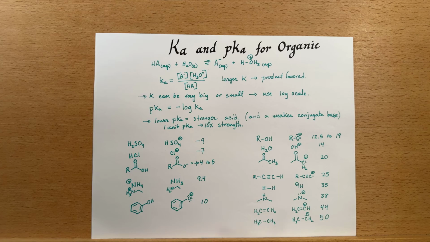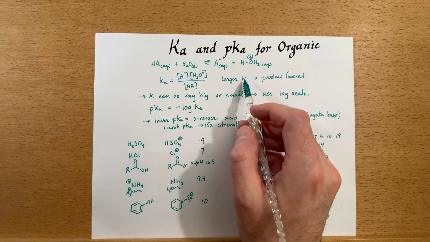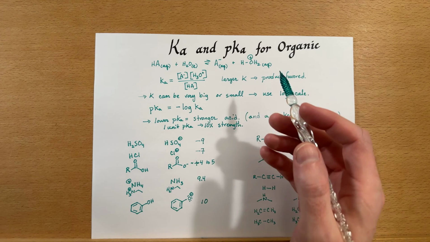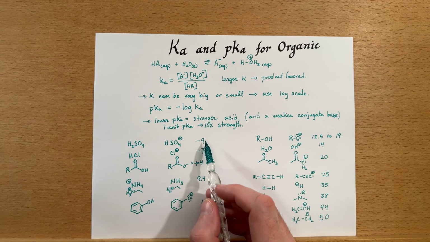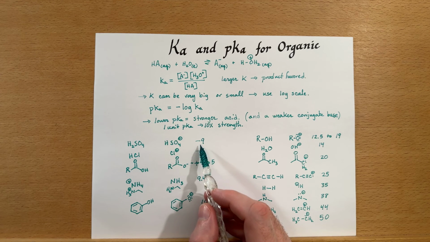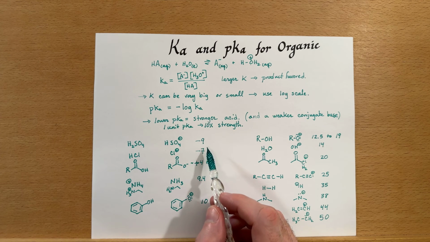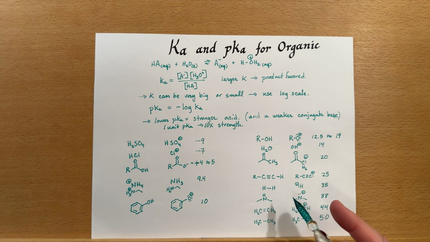So that's just looking a little bit at the Ka and talking through how a larger K means it's more product favored, which means it's more acidic. A larger K, because of the negative, translates into a negative number here, which means if it's a lower pKa, it's a stronger acid. A higher pKa means the conjugate base of that acid is a strong base. Right? It's a mouthful there.